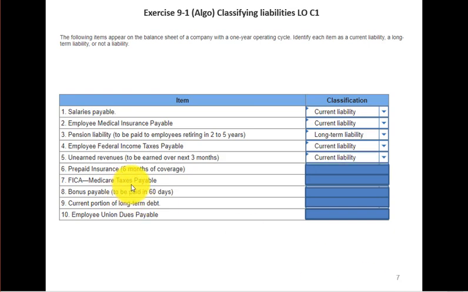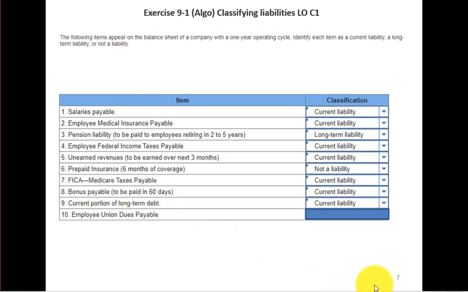Prepaid insurance coverage for 6 months of coverage. That is not a liability. That's an asset. Okay. FICA, which would be Medicare taxes payable, again, a short-term liability or current. Bonus payable to be paid in 60 days. That would be a current liability. Current portion of long-term debt. Again, the current portion means it's due within a year, so it's a current liability. Employee union dues payable. That would be current liability.